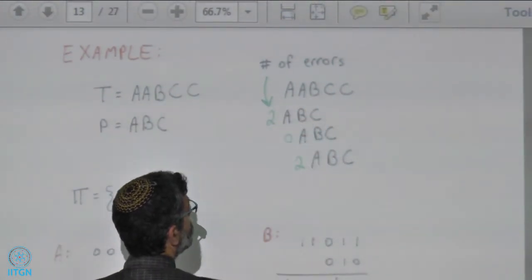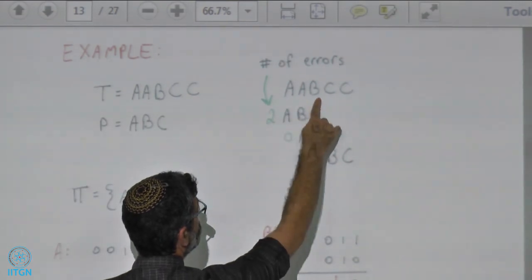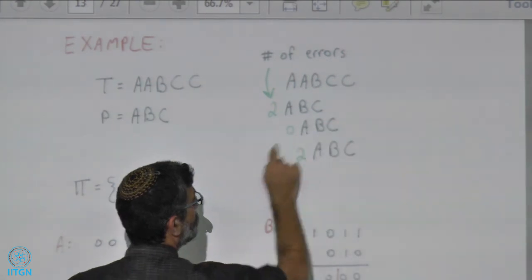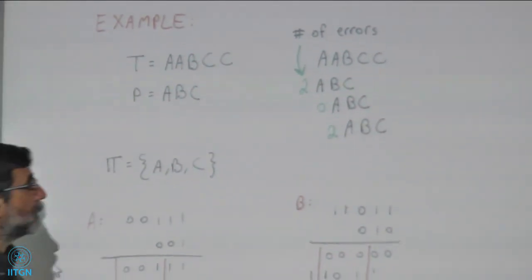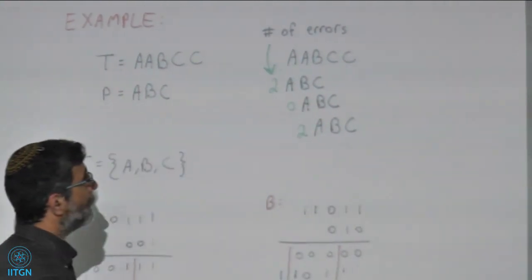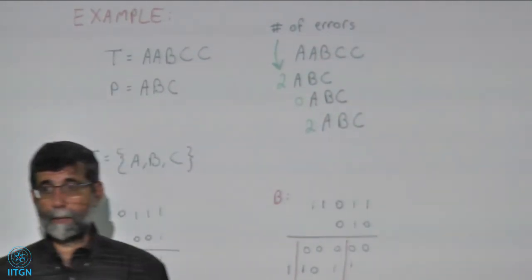A, B, and A, B, C, the number of errors here is 2 because the A matches, but these two are errors. Now, if we shift one, A, B, C, there's 0 errors because everything matches. There are no mismatches here. And then if we shift one more time, A, B, C, we get 2 again because the A mismatches the B and the B mismatches the C.